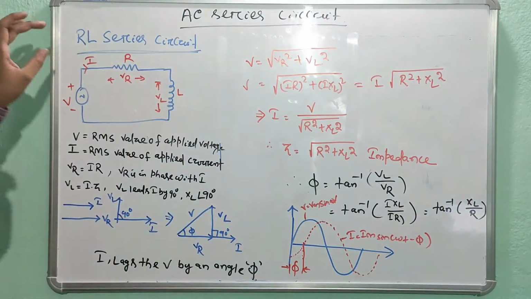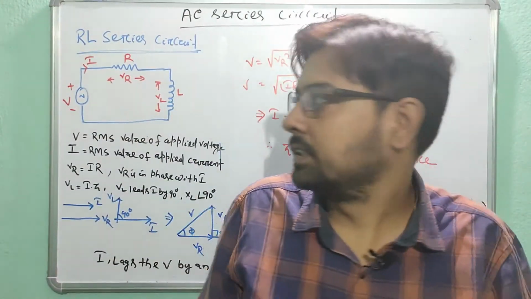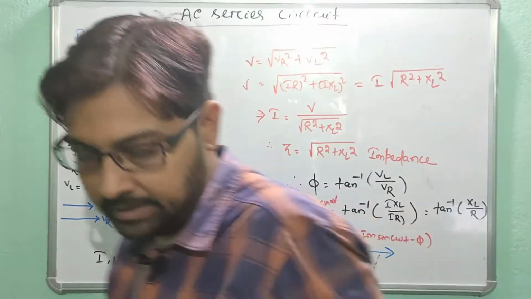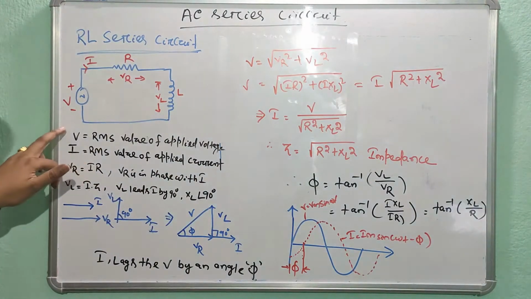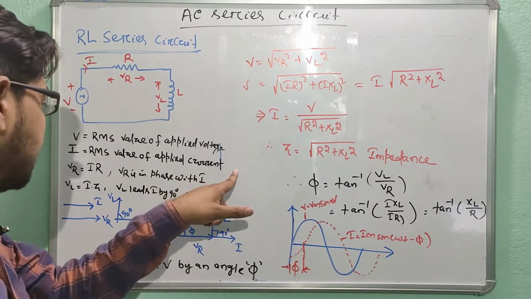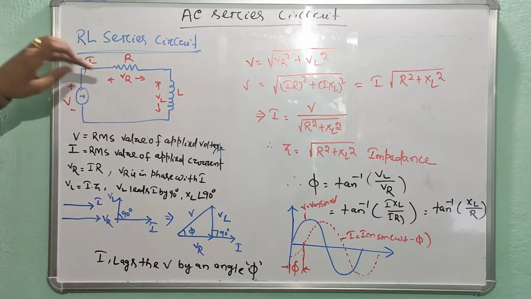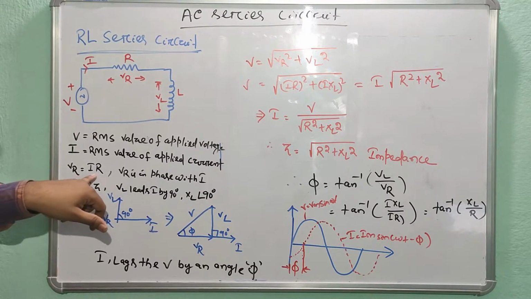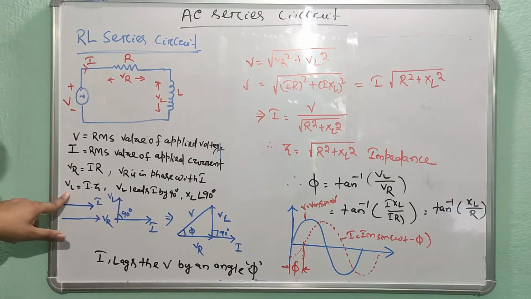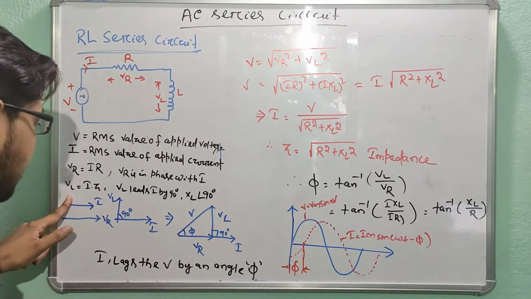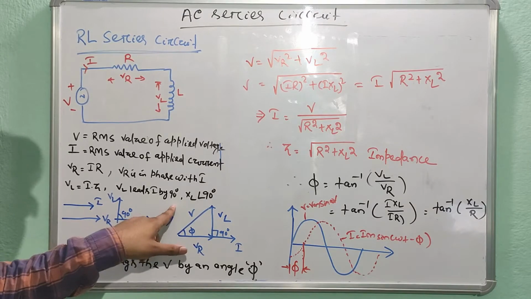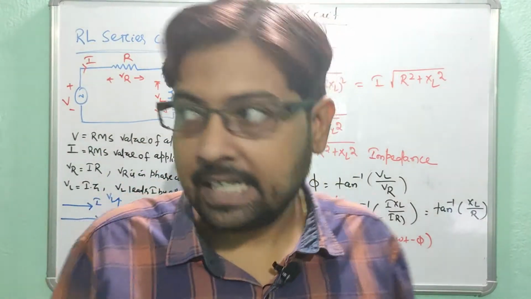Next we will discuss the RL series circuit. For the RL series circuit, you have to connect a resistor and an inductance in series with a voltage source, that is my V. V is the RMS value of the applied voltage, and I is the RMS value of the applied current. Then what is my VR value? It is the voltage drop across the resistor, that is, VR is equal to I into R, where VR is in phase with current I. VL is the voltage drop across the inductance L, equal to I into Z, where VL leads I by 90 degrees, where ZL is equal to XL at an angle of 90 degrees.